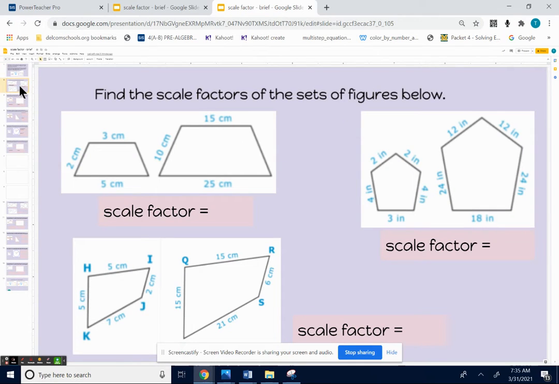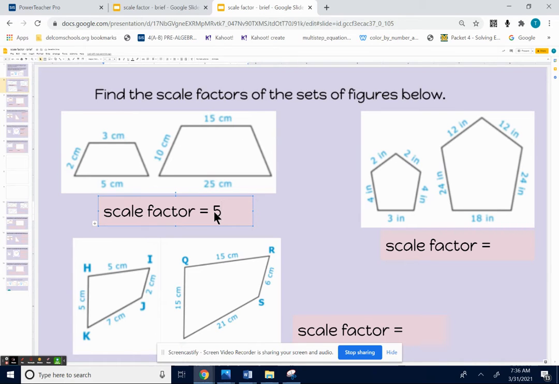So if I am given two sets of similar shapes, I can find the scale factor if I know what the sides are. Let's look at this first one. These are two trapezoids. They're similar. One's enlarged from the other. Notice that to get from 2 to 10, I multiply by 5. And to get from 3 to 15, I multiply by 5. To get from 5 to 25, I multiply by 5. So that's called the scale factor. So the scale factor for that problem is 5.